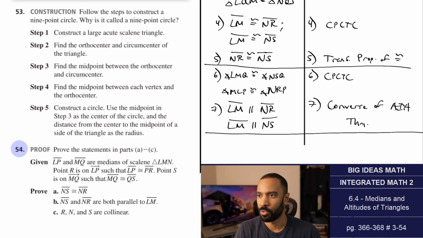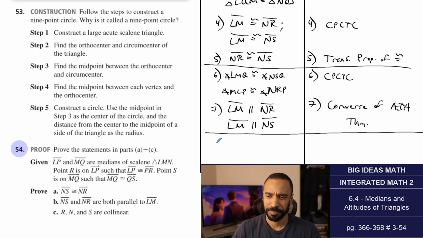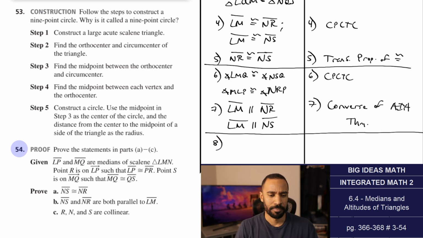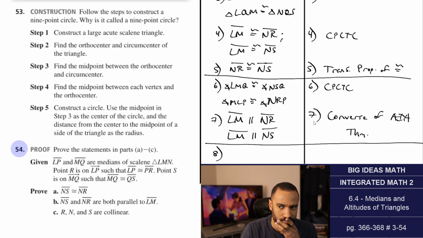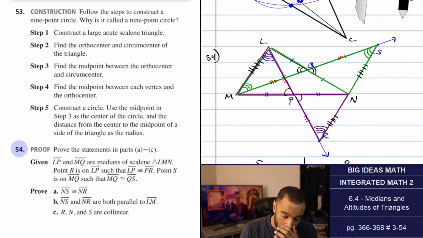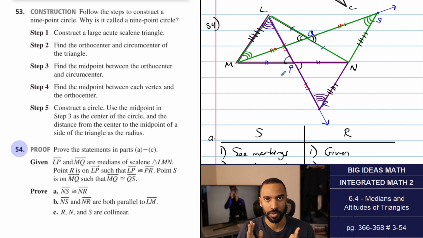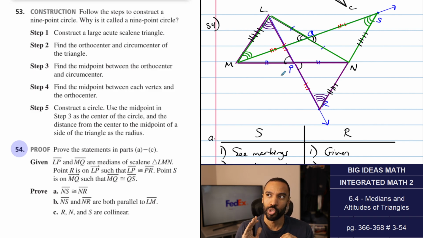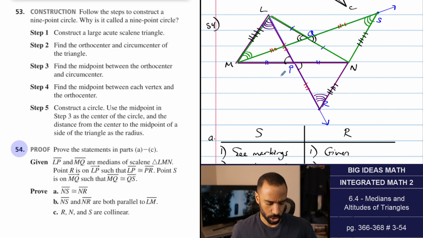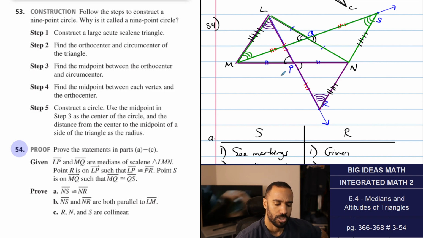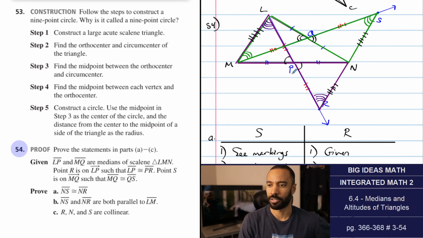Part C asks R, N, and S are collinear. To be collinear, they need to be on the same line. Well, here's the thing. They're both parallel to the same line. I know that that's a theorem. I'm not going to prove it, I'm just going to say the theorem. Two lines parallel to the same line are parallel to each other.